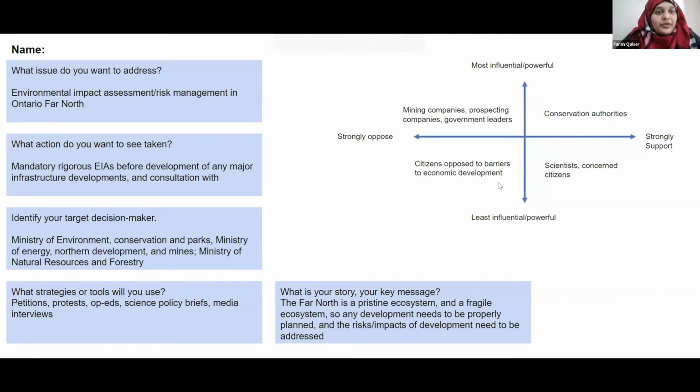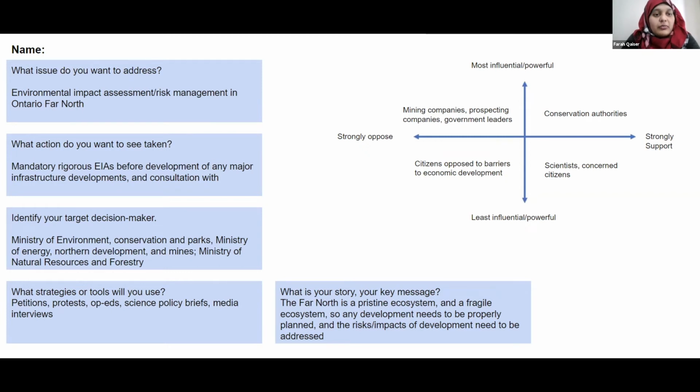The issue that this person wants to address is environmental impact assessment or risk management in Ontario's far north. What action do they want to see taken? They want to see mandatory, rigorous environmental impact assessments before the development of any major infrastructure development, and consultation with, I see a dash, but I'm going to assume the local community.